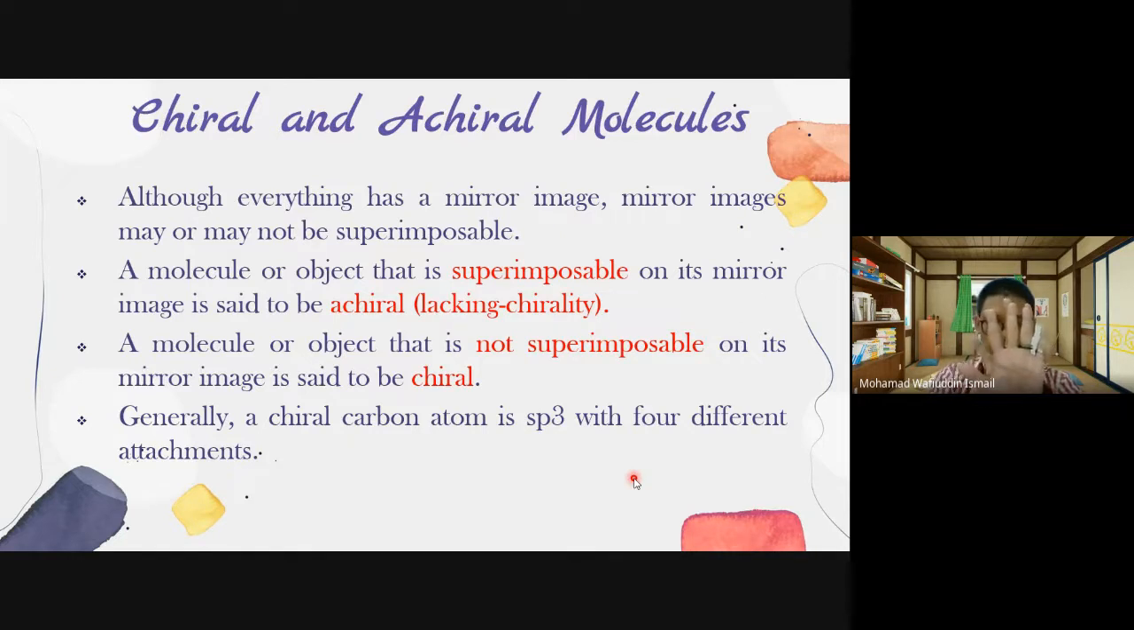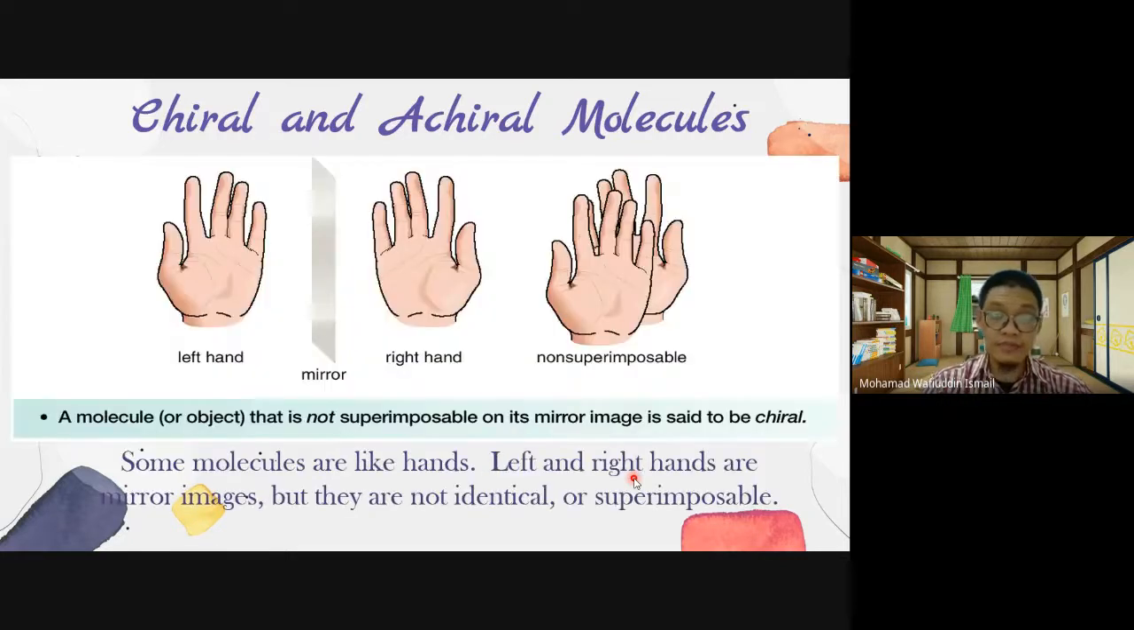That's one thing. But when you put your hand like this and you put a mirror here, it will be your mirror image. If you put it together like this, it will be superimposable, so it is achiral. Chiral and achiral. So here's the example. A molecule or object that is not superimposable on its mirror image is said to be chiral.